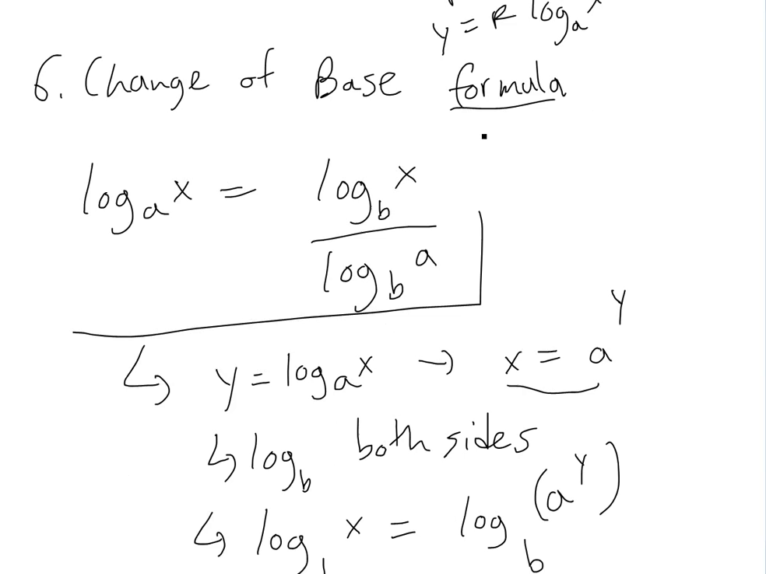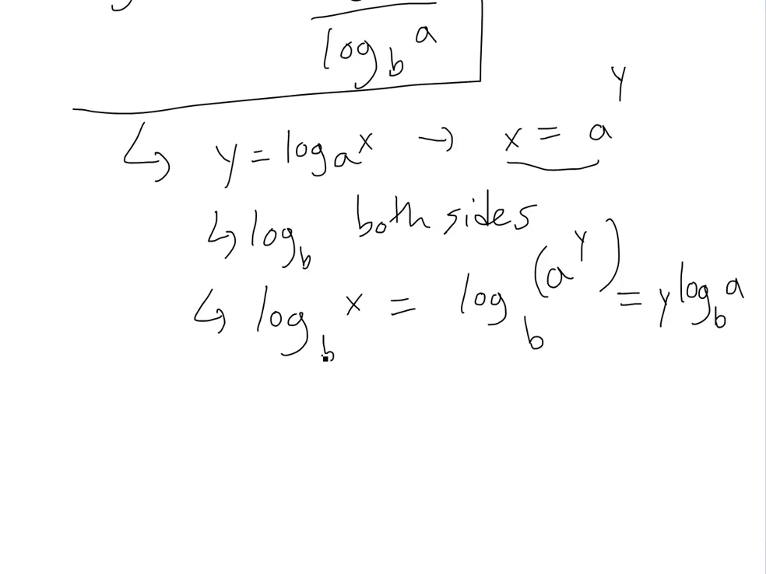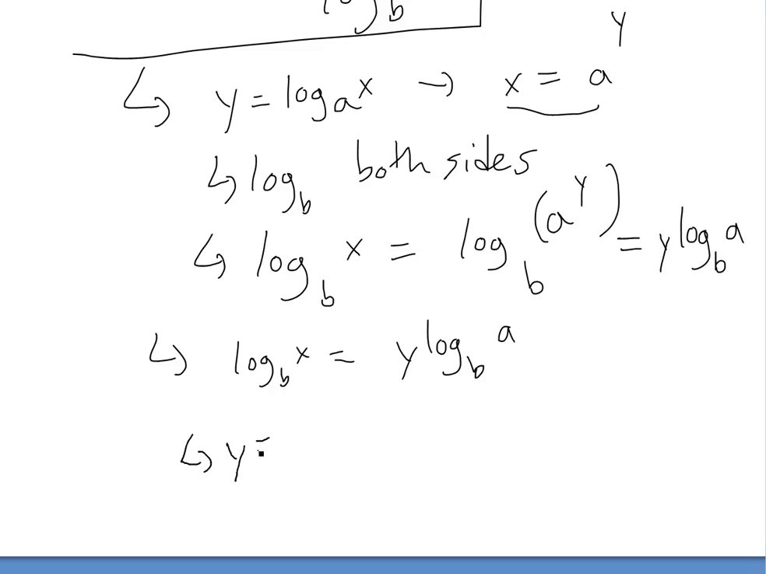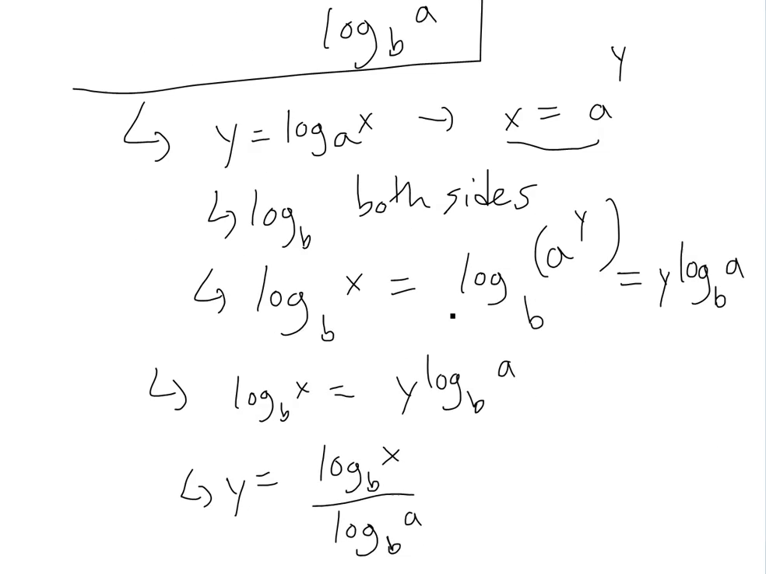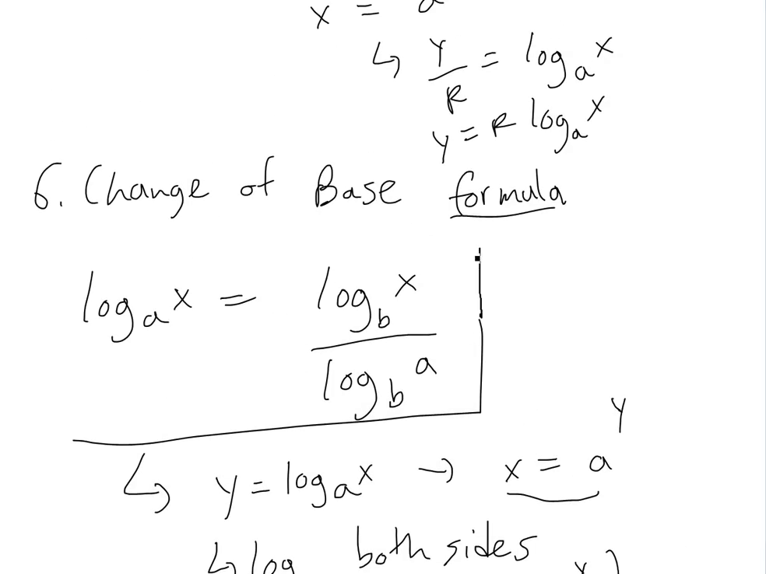I proved that one. So this equals y log_b of a. Now we're left with log_b of x equals y log_b of a, and if we rearrange this, we get y equals log_b of x over log_b of a. So there's the proof. That's it. We proved this one. Well, that's enough for today. These are all the proofs. I'll do some examples next time probably.